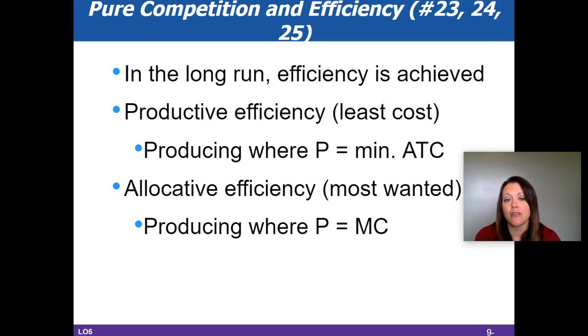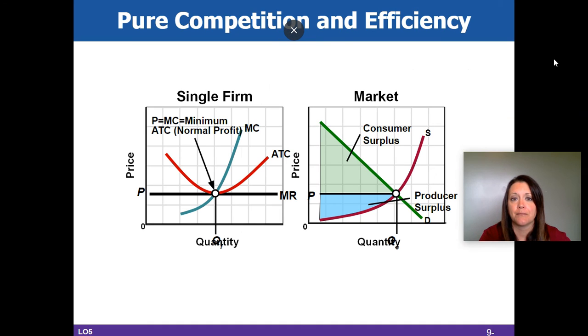The other type of efficiency that occurs is allocative efficiency. And this is the idea that the most wanted items by consumers are the ones that are produced by businesses. And that will be achieved if you're producing where price equals your marginal cost. So you need to know that difference, what productive efficiency is and what allocative efficiency is.